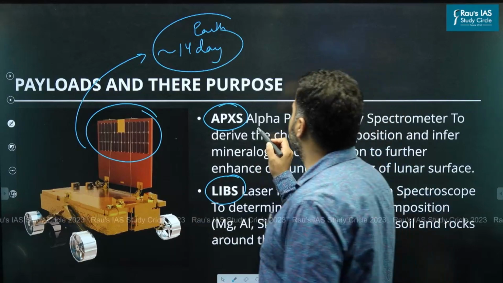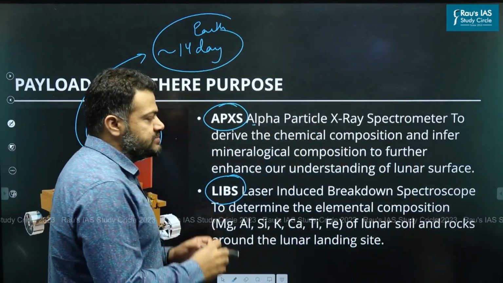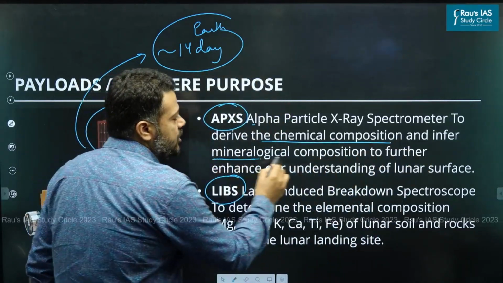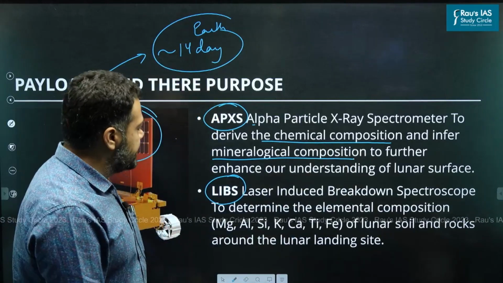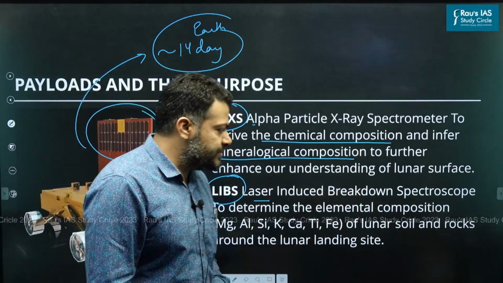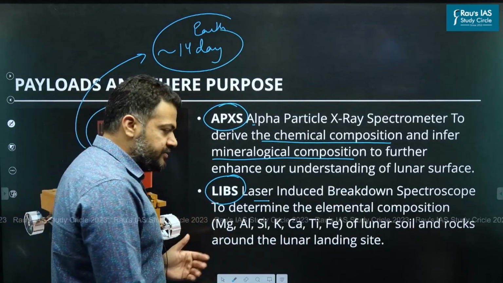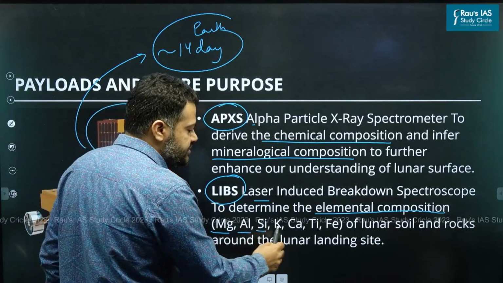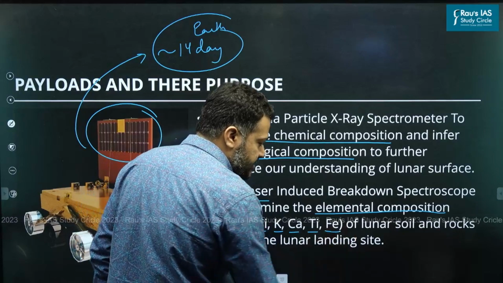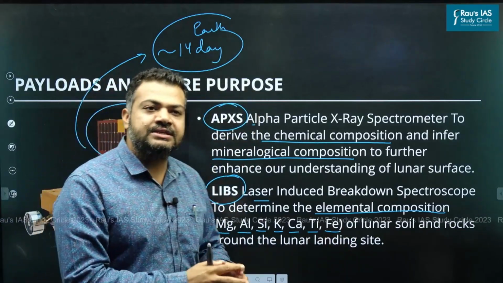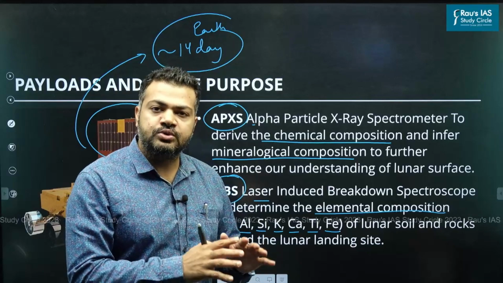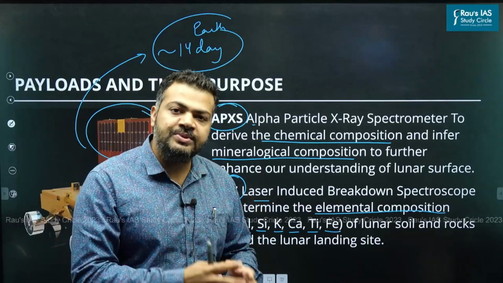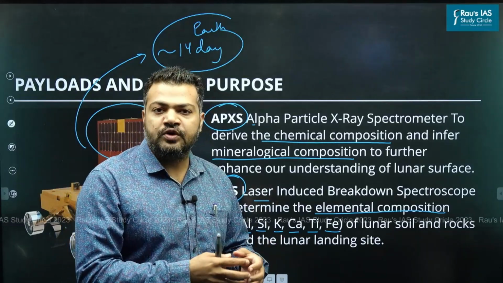It is going to have an alpha particle X-ray spectrometer, with the objective of knowing the chemical composition and the mineralogical composition of the lunar surface. Then there is LIBS, laser induced breakdown spectroscopy, which is going to derive the elemental composition and find out the presence of elements like magnesium, aluminum, silicon, potassium, calcium, titanium, and iron. These are the important elements often considered to be abundantly present on the lunar surface. So if we are able to discover these elements, there may be a possibility in future that we may think of using them for some constructive applications.